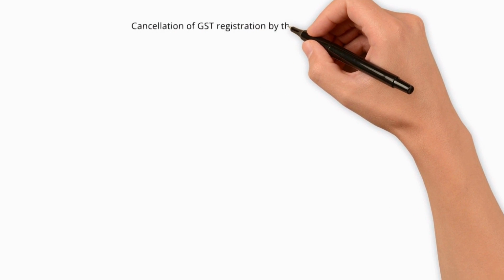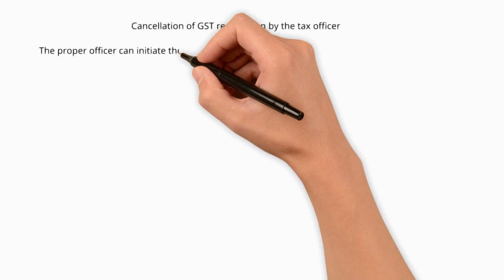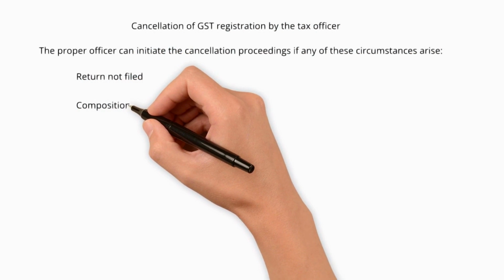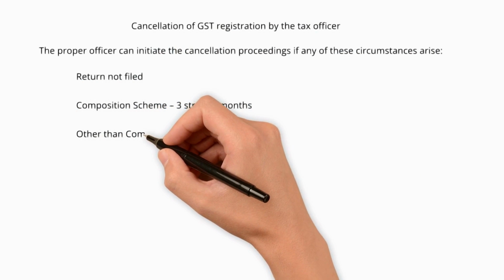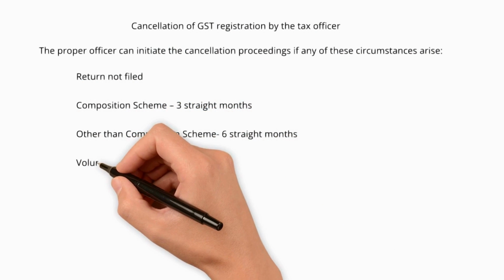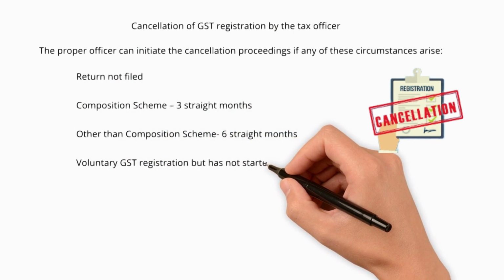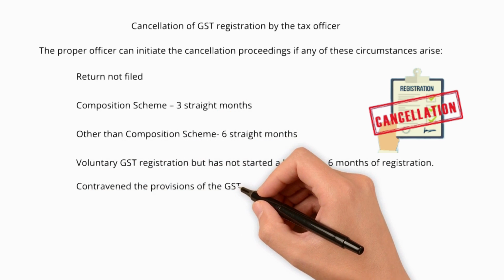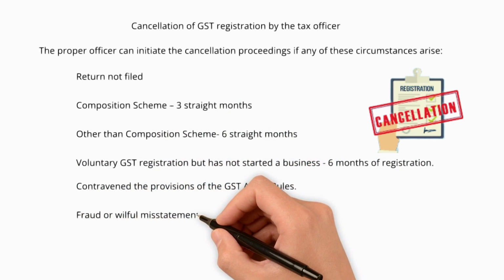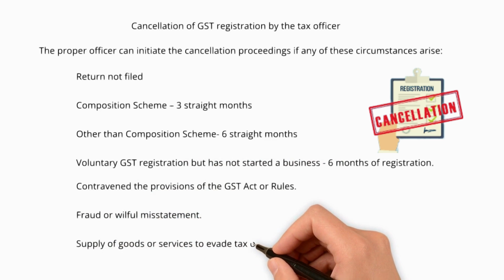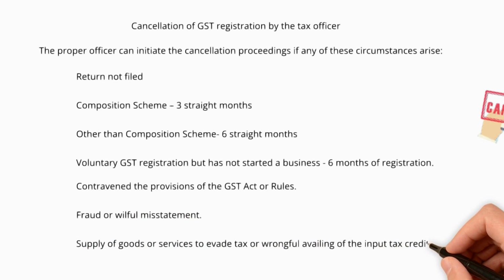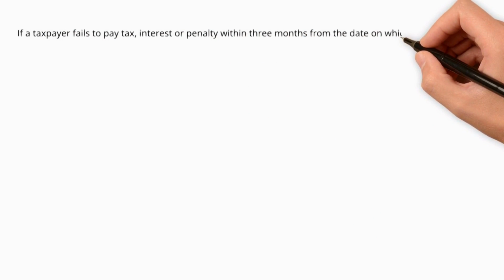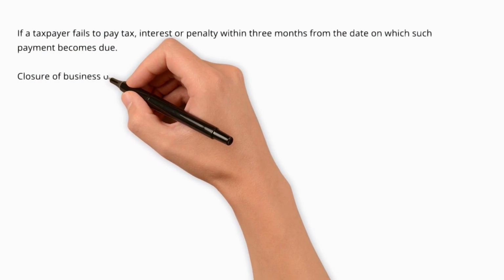Cancellation of GST registration by the tax officer. The proper officer can initiate cancellation proceedings if any of these circumstances arise: return not filed, 3 straight months under the composition scheme, or 6 straight months other than under the composition scheme; voluntary GST registration but has not started business within 6 months of registration; contravention of the provisions of the GST Act or rules; fraud or willful misstatement; supply of goods or services to evade tax or wrongful availing of input tax credit; if a taxpayer fails to pay tax, interest or penalty within 3 months from the date on which such payment becomes due; closure of business of the taxpayer.